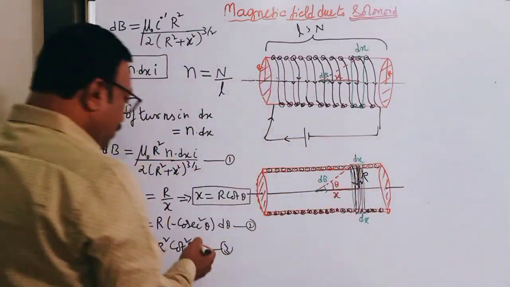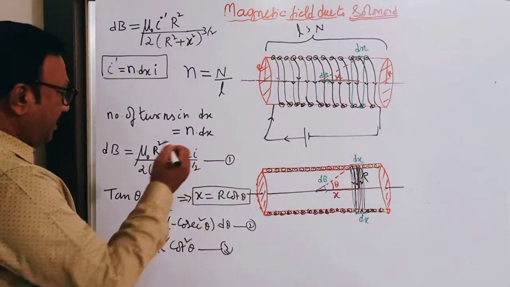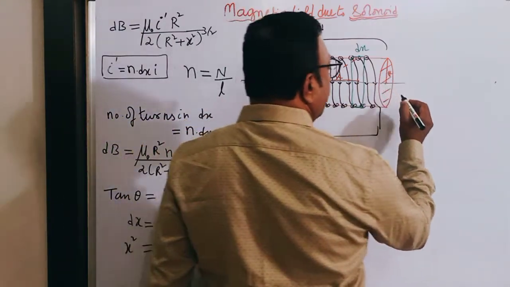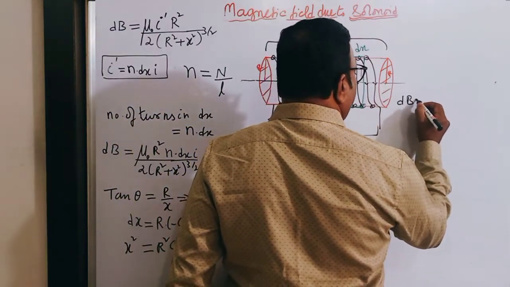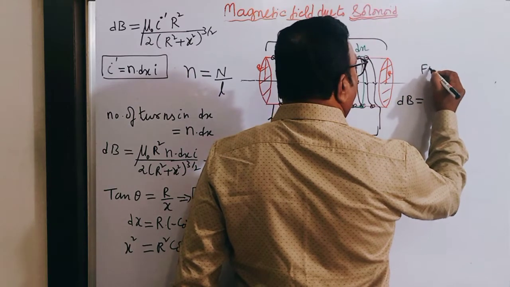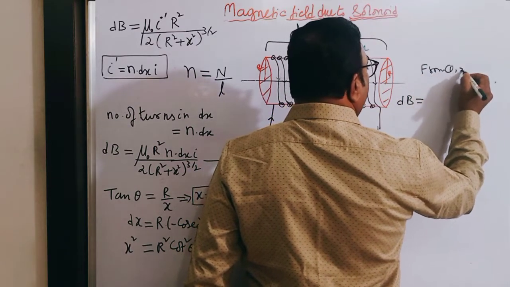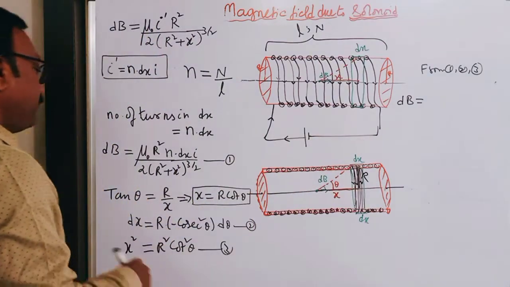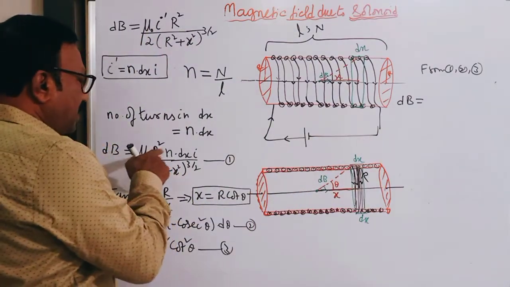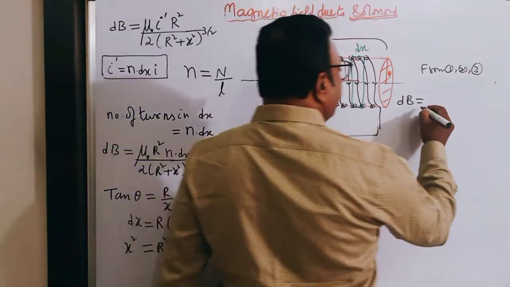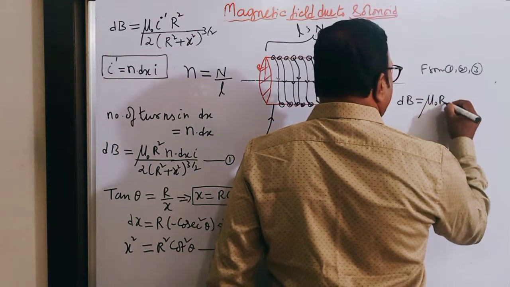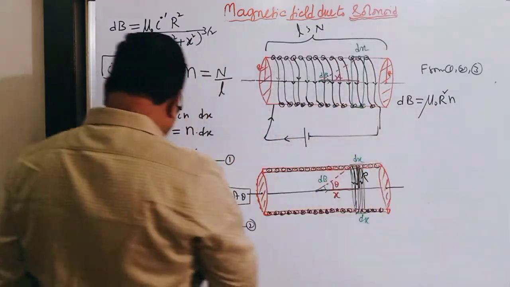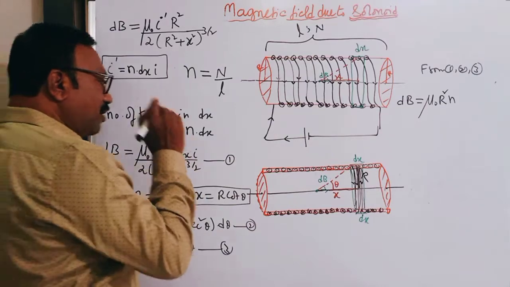So let me substitute 2 and 3 in 1. So then dB is equal to, from 1, 2, 3 I'll write. Substituting 2 and 3 in 1, mu naught r square n I will not disturb, and I also won't disturb.